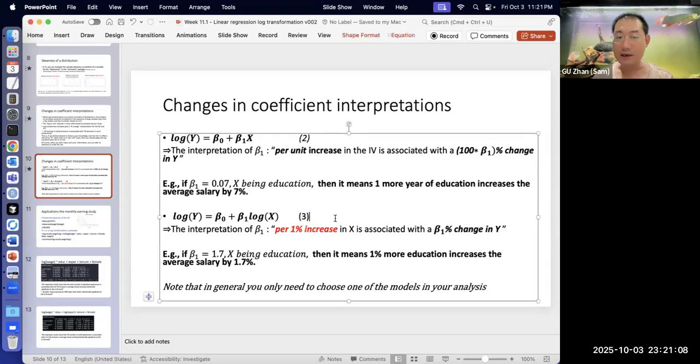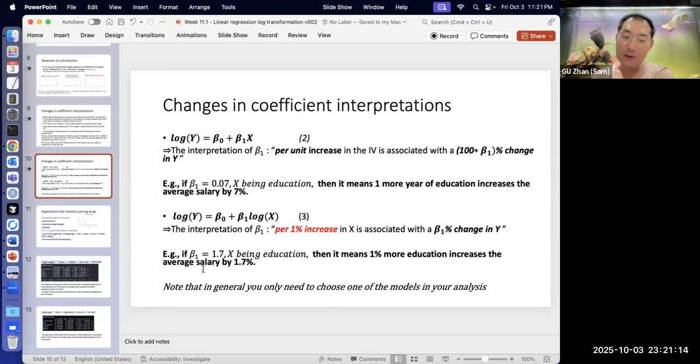Another rule that is shown here: if you apply log to both the x and the y variable, how do you interpret, let's say, beta 1 equal to 1.7? Again, x is education, y is the salary. It says 1% more education increases the average salary by beta 1 itself. So beta 1 is 1.7, so just add a percentage after that, so 1.7%.